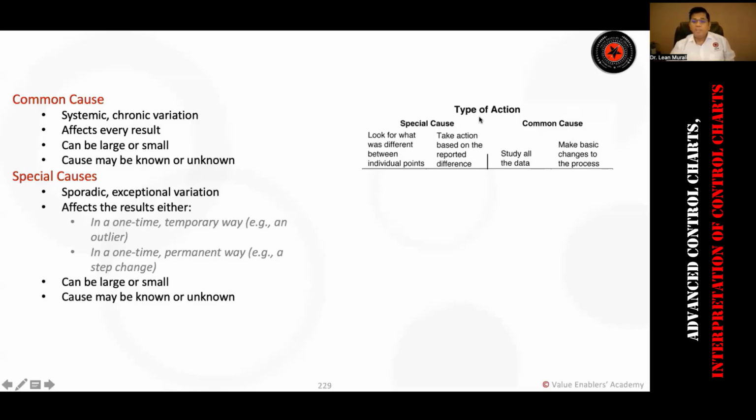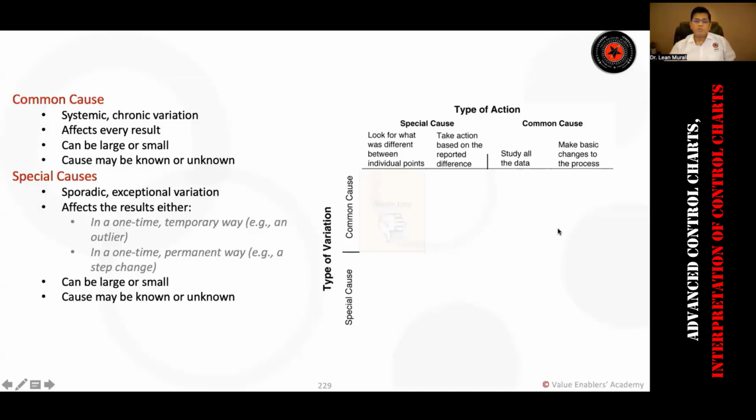Now, for the type of action that you'll have to take for special cause and common cause. Okay. Now, if it is a common cause, okay, what is it that we need to do? We need to make basic changes in the process. If it is special cause, we need to take action based on the reported difference, because special cause will affect the data significantly. One data point will be here, another will be in the corner. That's why it has gone out of control limit.